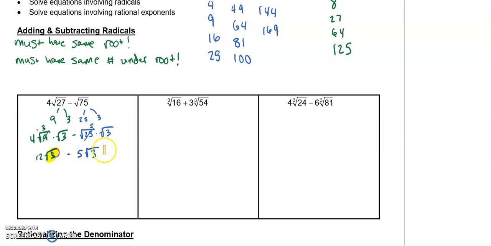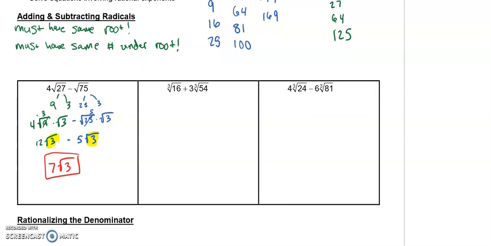You'll notice I have the square root of 3 and the square root of 3. You can do operations with those as if they were variables, right? So pretend like that's 12x minus 5x. Well, we would just subtract the coefficients, right? So when I subtract these, 12 minus 5 is 7. I'm left with 7 times the square root of 3.